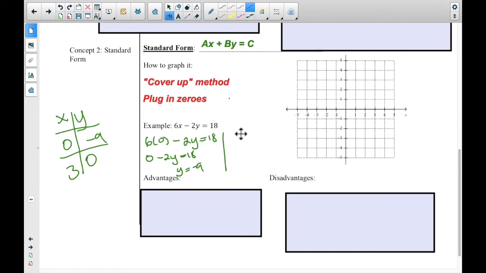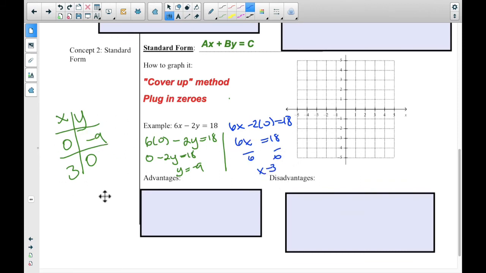And if I plug in a 0 for the y, I get 6x minus 2 times 0 is equal to 18. That is going to give me 6x, that's a 0, equals 18. Divide by 6, and I get 3.